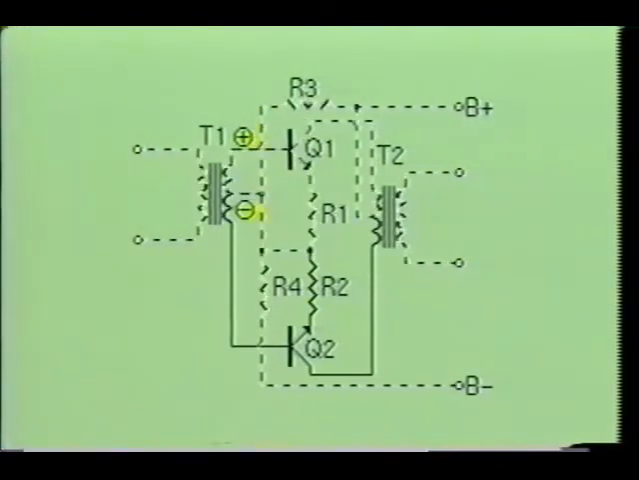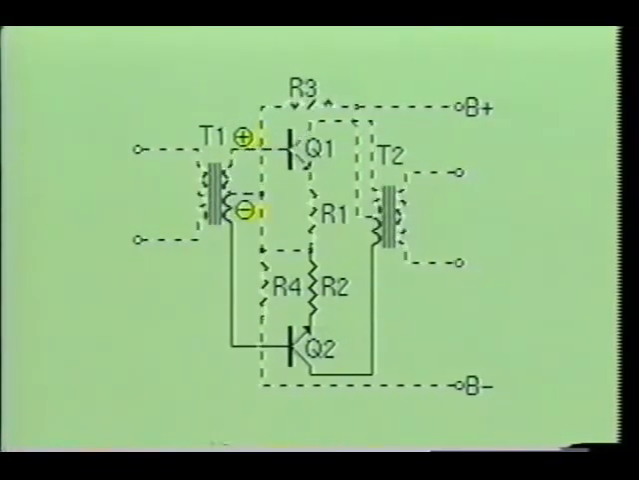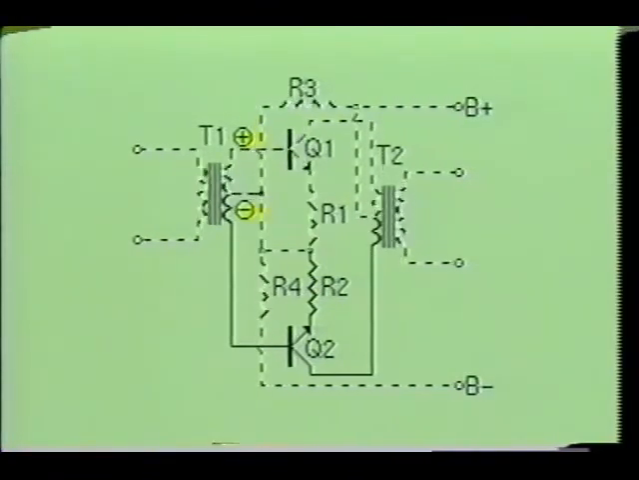The remainder of the current will flow through the collector of Q1 and into the top of the primary of T2. From here, the current will flow from the center tap back to B+. A small bias current will flow from the common through R4, then through R3, and into the positive side of the power supply.